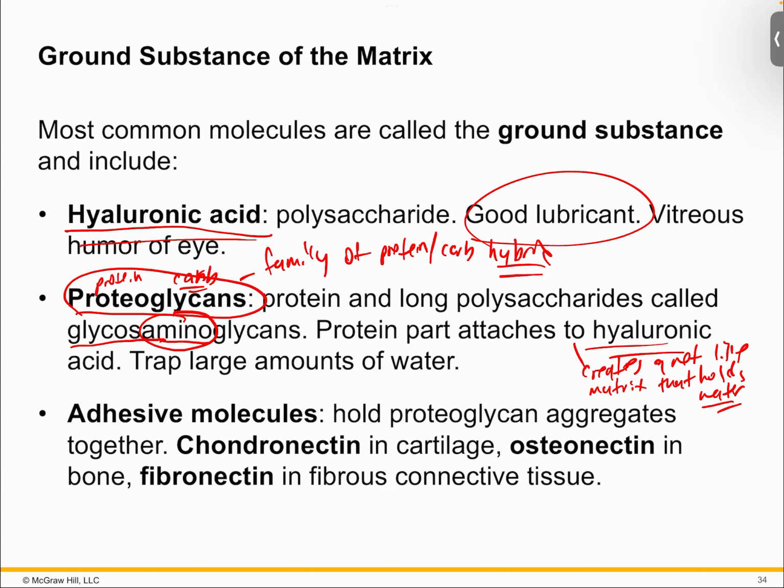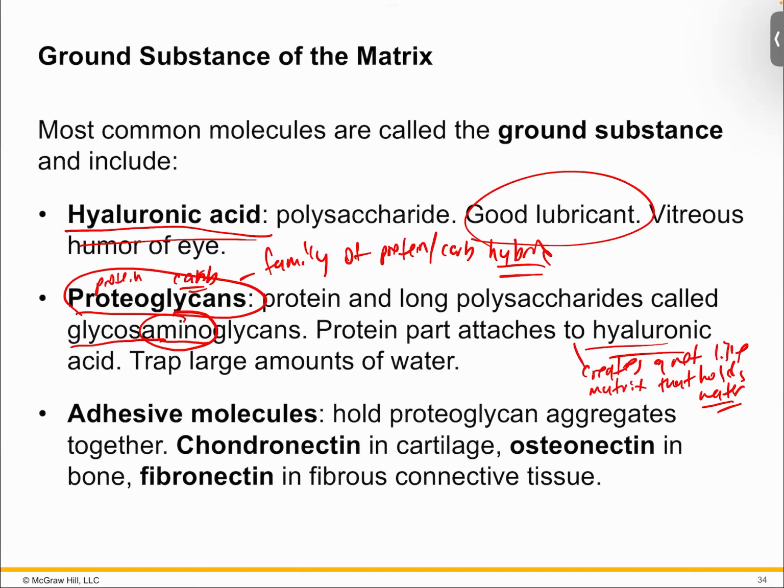The problem is these aren't in every tissue. That's the reason why they're not part of the protein group, because it's not a common thing. They do have them out there, depends on what you want to get, but that's adhesive molecules.